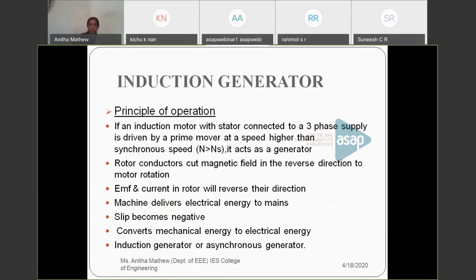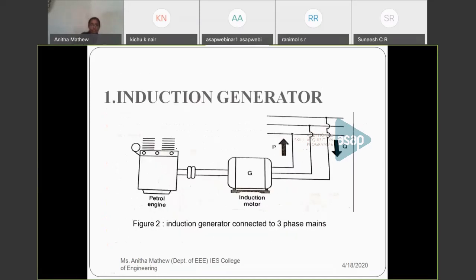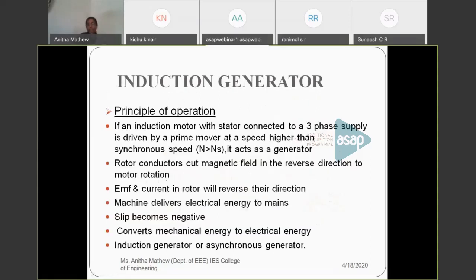This is shown in this slide. All the explanation is shown in this slide. When the prime mover moves above the synchronous speed, the rotor conductors cut the magnetic field in a reverse direction, reverse to that of the motor. Since the rotor conductors cut the magnetic field in a reverse direction, what will happen? The EMF and current in the rotor also reverse their directions.